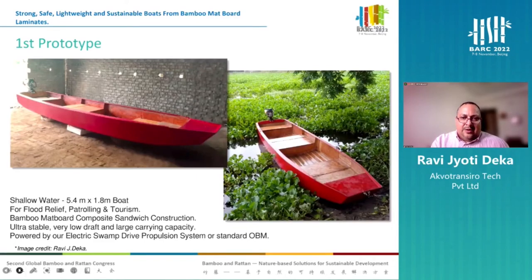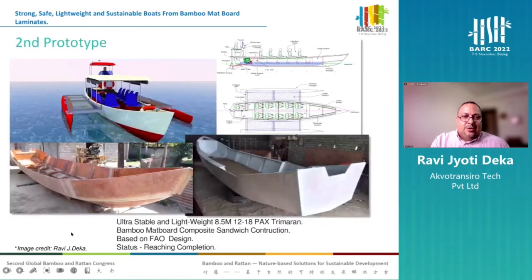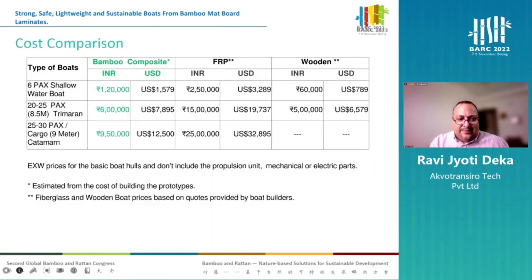It can be powered with a petrol outboard motor, or made even cleaner with an electric outboard motor. Our second prototype is a trimaran, for which we got the design from the Food and Agriculture Organization. As you can see, this is how it will look finally: the hull constructed from bamboo mat board laminates, and how the finished hull looks. So we are awaiting trials. We are awaiting clearance from the government to allow us to try this boat on the rivers.